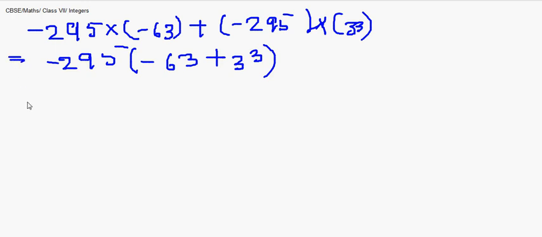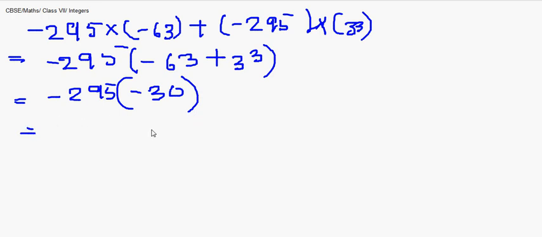I'll just be solving this part only. So it is minus 295 and in the bracket it's minus 63 plus 33, which gives another minus. So 63 minus 33 giving us a minus 30. Now if you multiply two negatives, that makes it a positive, and 295 multiplied to 30 gives us 8850. This is an application of the distributive property of multiplication.